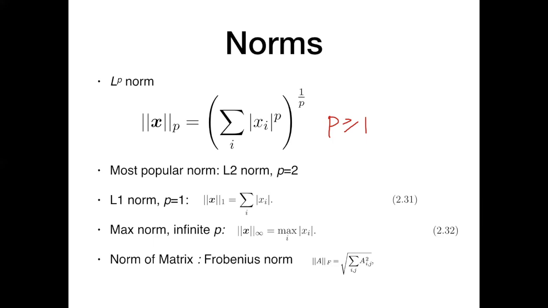Sometimes we want to get the norm of a matrix. The most commonly used one is the Frobenius norm, and this is its expression. This expression basically has the same idea as the L2 norm, the so-called Euclidean norm.